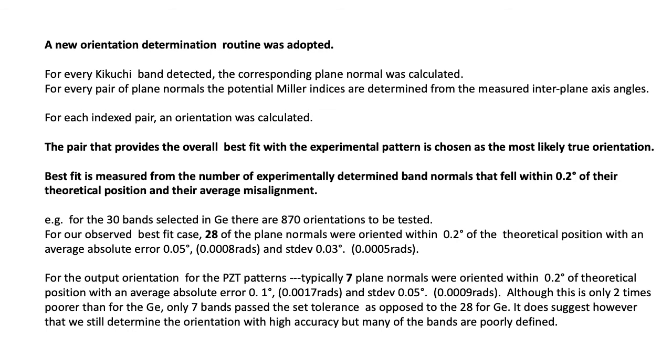In comparison, for the output orientation for the PZT patterns, typically only 7 plane normals were oriented within the 0.2 degrees tolerance angle, with an absolute average error of 0.1 degrees. Although this is only 2 times poorer than the germanium, only 7 bands set the tolerance as opposed to the 28 for germanium. It does suggest, however, that we still have determined the orientation with very high accuracy, but that many of the bands are poorly defined, and that we need to indicate the reasons why so many are poorly defined.